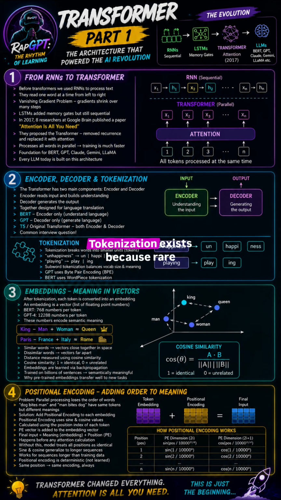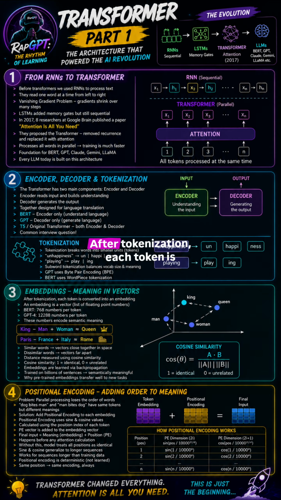Tokenization exists because rare words would explode the vocabulary size. Subword tokenization balances vocabulary size and meaning. GPT uses byte pair encoding to build its token vocabulary. BERT uses WordPiece tokenization, which works similarly.